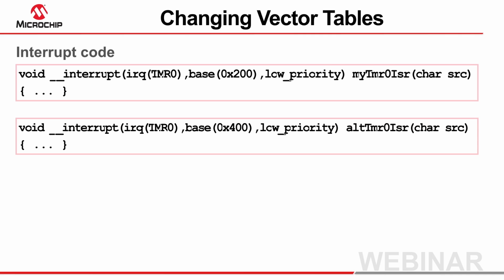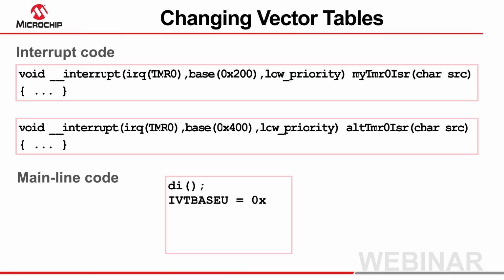At runtime, you can specify which table is active by writing to the IVT base registers. You must do this while interrupts are disabled. The address should match one of the base addresses you have specified with your functions, and this address must be a multiple of 2. Ensure that you have left enough room for all the entries in your vector table. However, the compiler will emit an error if it detects overlapping vectors.